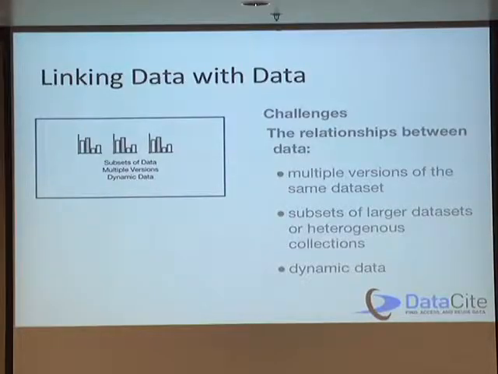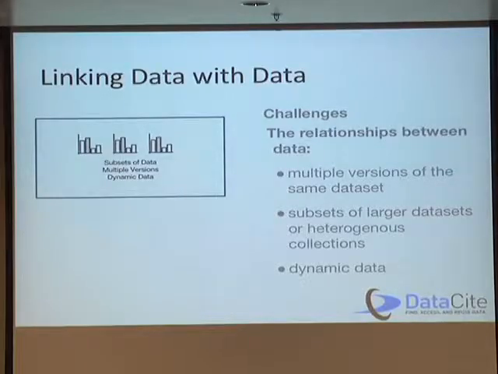So the first thing is linking data with data. There's a number of challenges associated with this, and I'm sure many of you in the room are familiar with this. If you have multiple versions of a data set, how do you link those things together? If something has been revised, if there was a journal article and there's a reference to a data set in there, and there's a newer version of that data set, or there's simply a correction, how do you bring those things together?